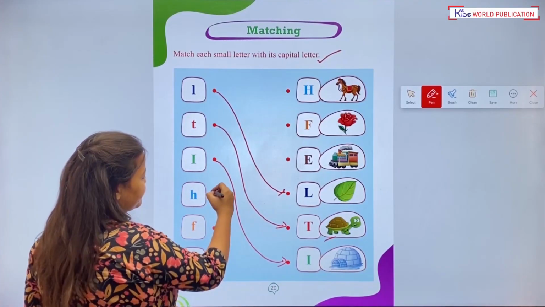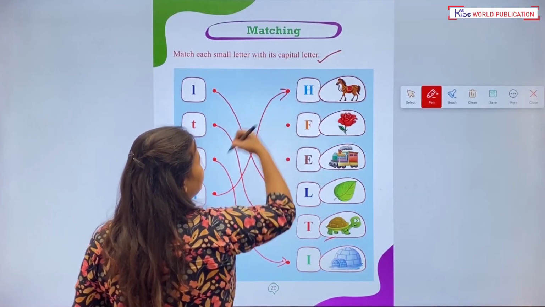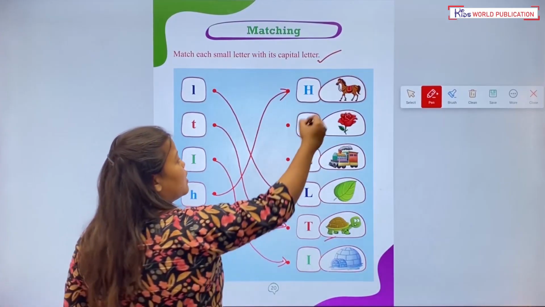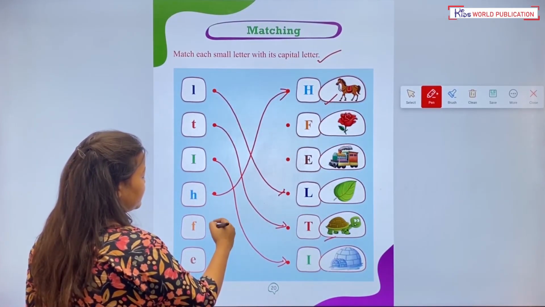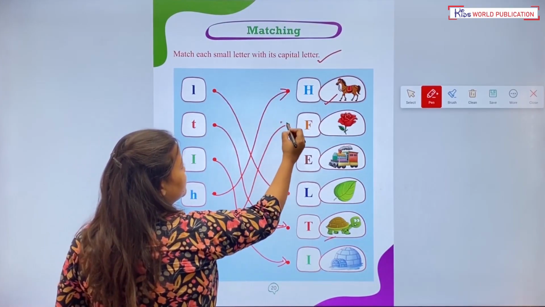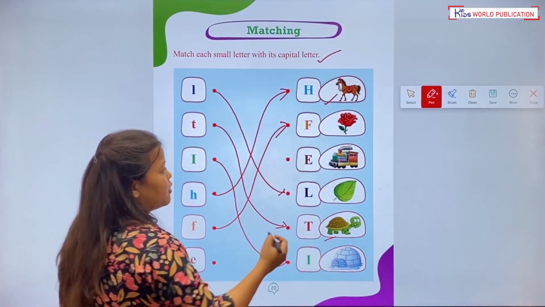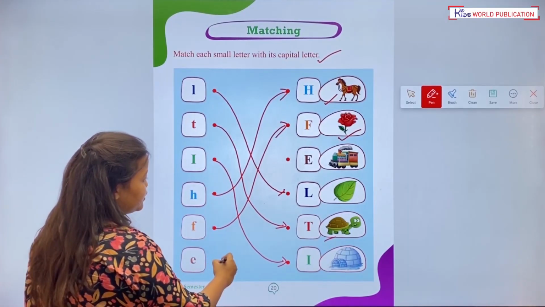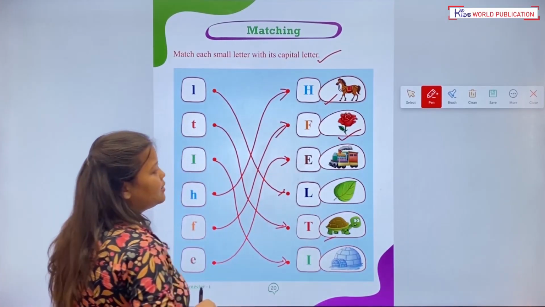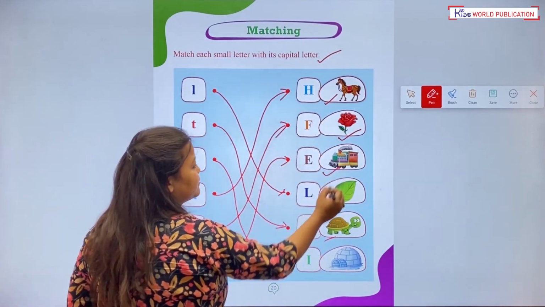Small h to capital H, H for horse. Small f to capital F, F for flower. Small e to capital E, E for engine.